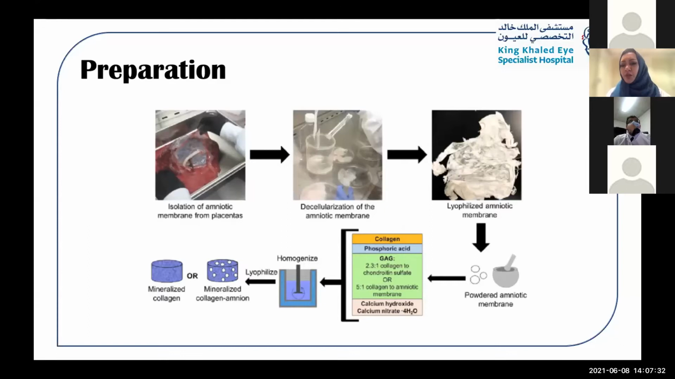In the preparation, briefly, you harvest the amniotic membrane, they clean it, and of course, after serological testing to make sure there are no viruses, like hepatitis or HIV or all of these, they clean it with antibiotics and all of that, and then they freeze it. After freezing, they make it into powder form, and then that powder is mixed into something, and with centrifugation, all of these factors will come out.